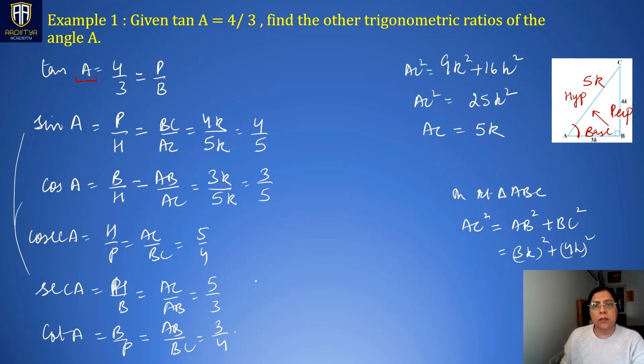Right? So these are the 6 trigonometric ratios. When one trigonometric ratio is given, it is the relationship between two sides in a right angle triangle. And if we know the values of two sides of a right angle triangle, the third can be found by using Pythagoras theorem. That I have done here. And then I have completed all the 6 trigonometric ratios.